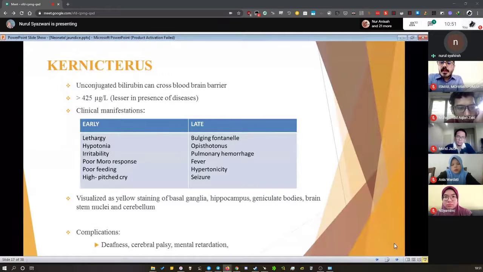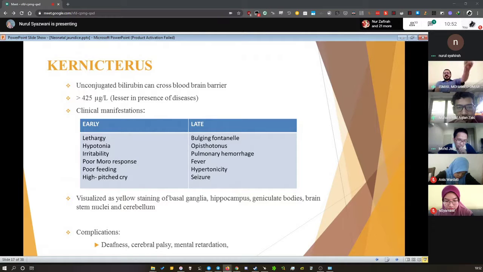Okay, I will ask one question here. It is an open question to all. Any abnormal movement you can see when you have kernicterus, other than the seizures? Choreoathetosis. Choreoathetosis, very good. What else? Any other abnormal movement other than choreoathetosis? If the baby is moving like this, what is it? Dystonia.